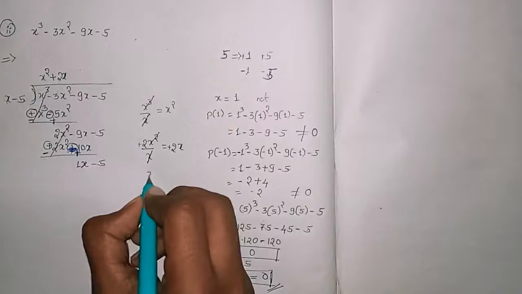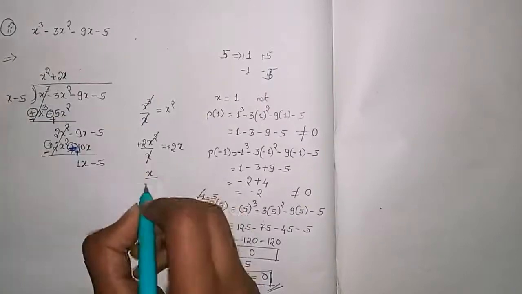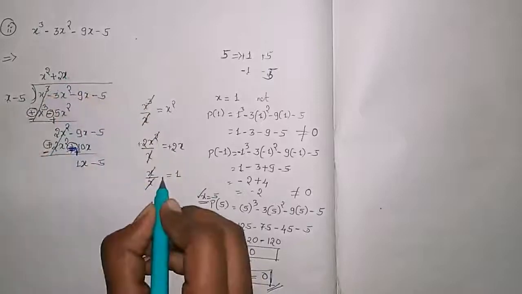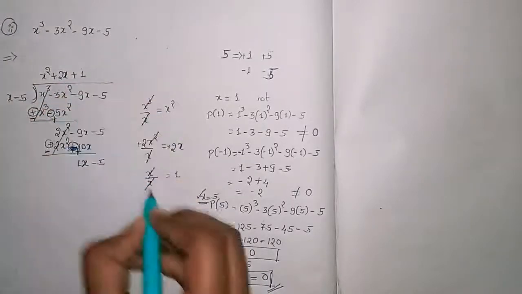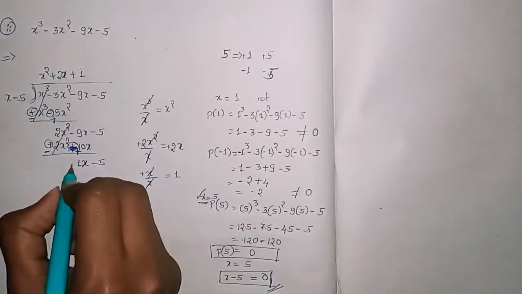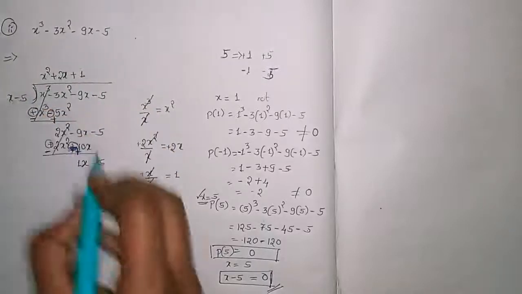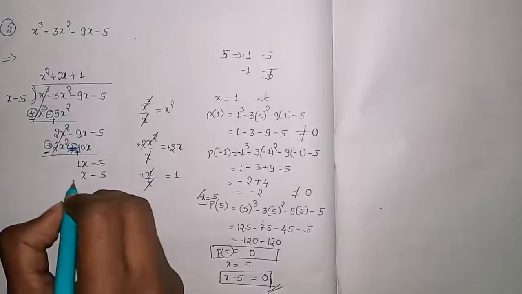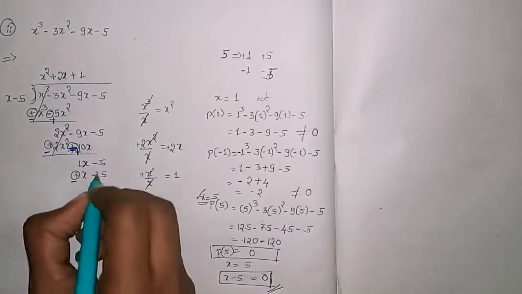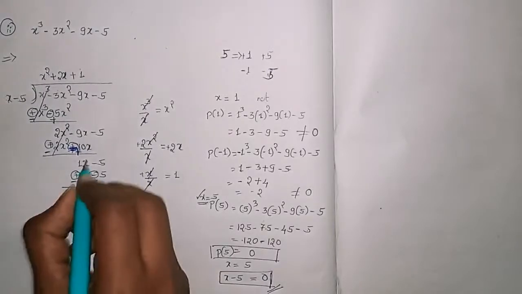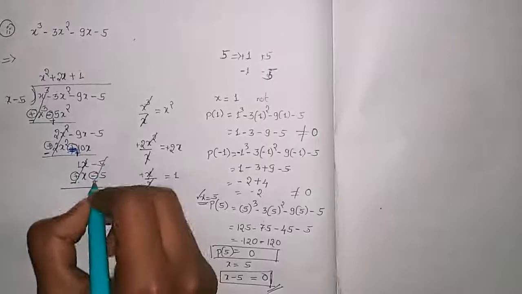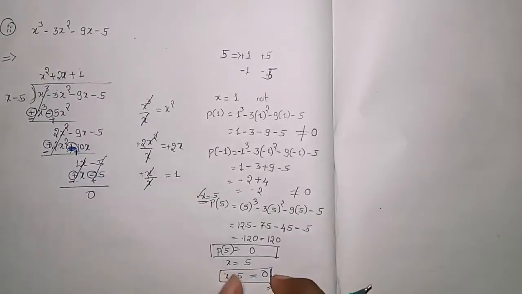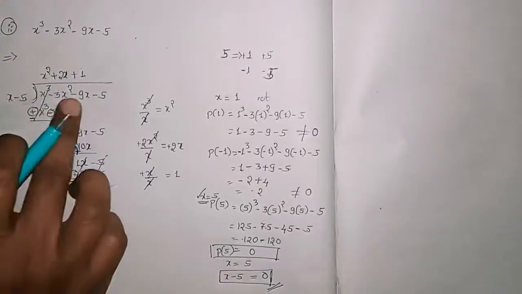Now the term is x divided by x, which means x gets cancelled, it is 1. So the sign is positive 1. As it is positive, here it is also positive. So plus 1 into x is x, plus 1 into minus 5 is minus 5. So change the sign, positive to negative, negative to positive. Positive and negative get cancelled, positive and negative get cancelled. Remainder is 0. That means x minus 5 is definitely a factor of this term.